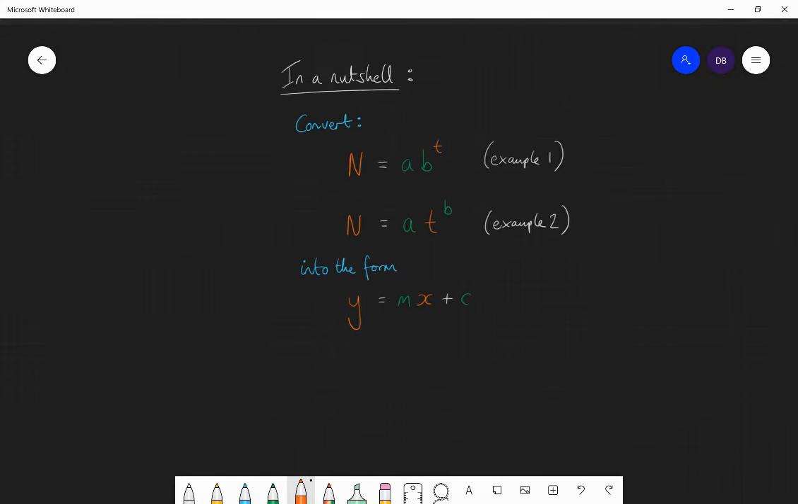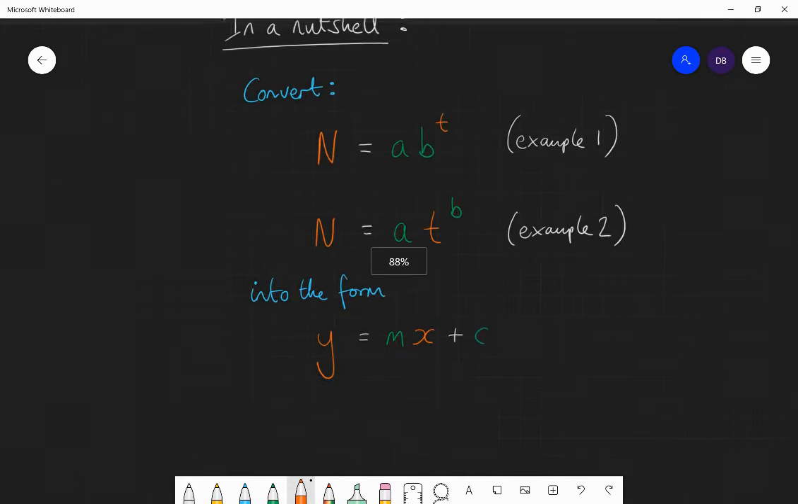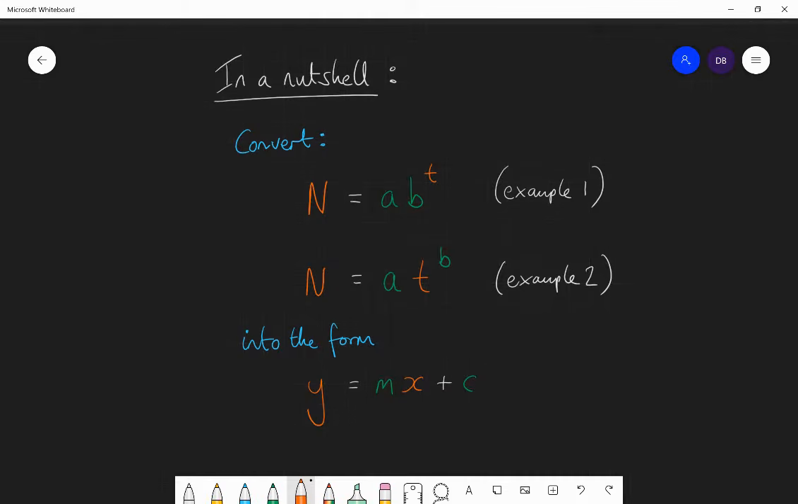Okay, so let's look at what we're actually going to be doing today. So in a nutshell, this is what we're going to be doing. We're going to be taking exponential functions and polynomial functions, very simple exponential and polynomial functions, and we're going to convert them into the form y equals mx plus c.